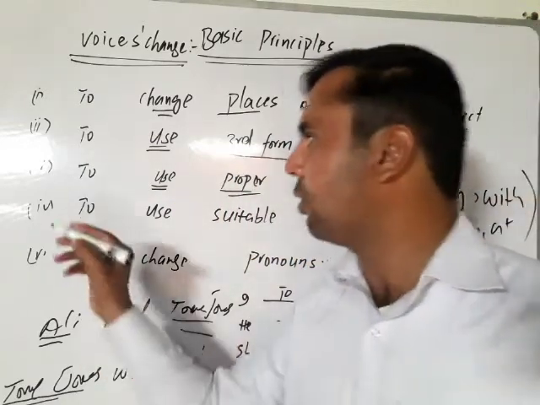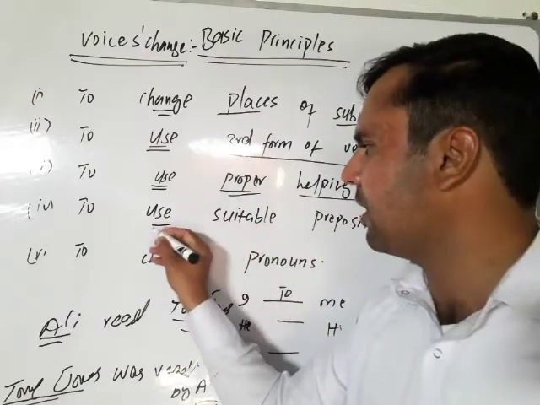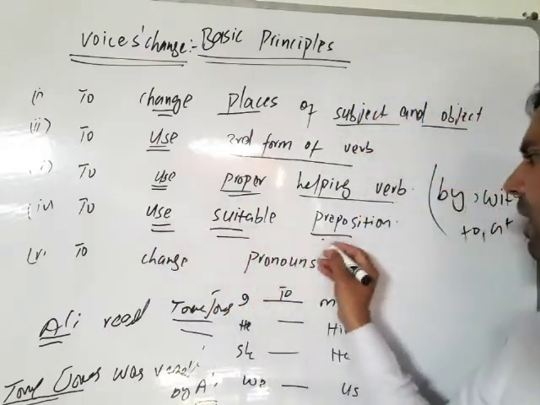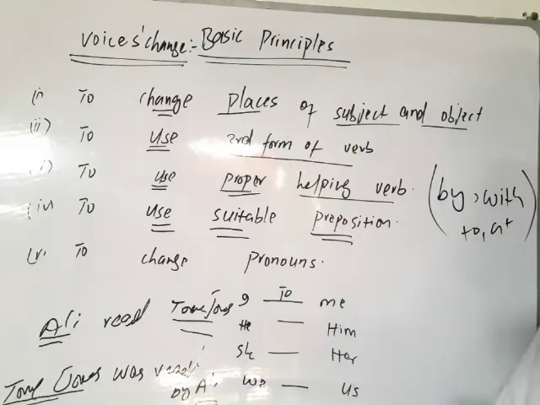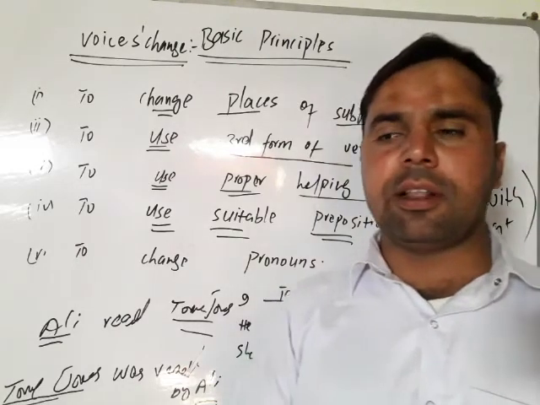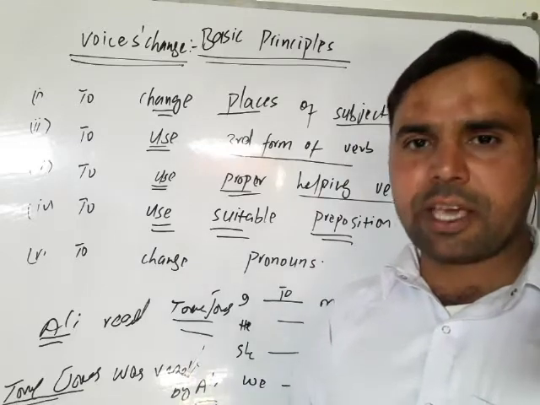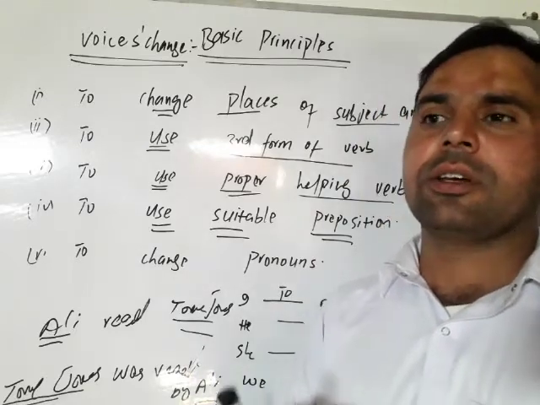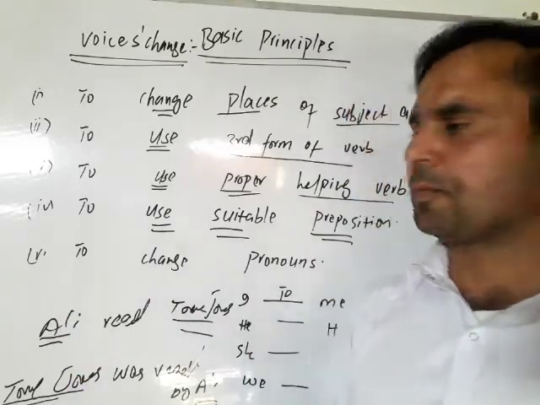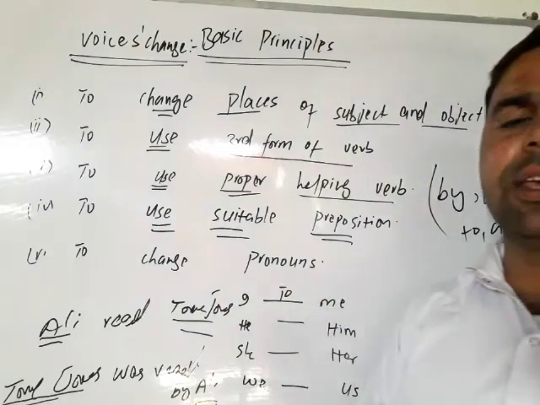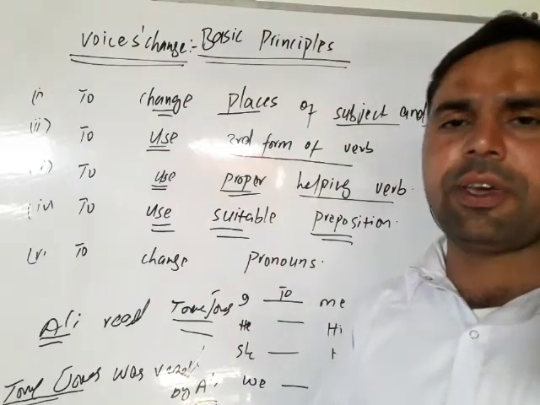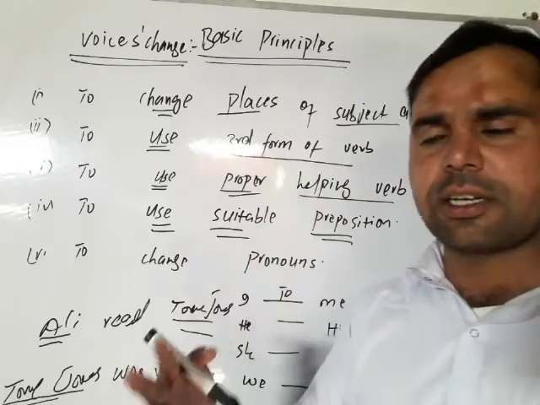The fourth principle is we will have to use suitable prepositions. It means that we will look at the verb and we will have to match the preposition to that verb. We can use by, we can use to, we can use with, etc.